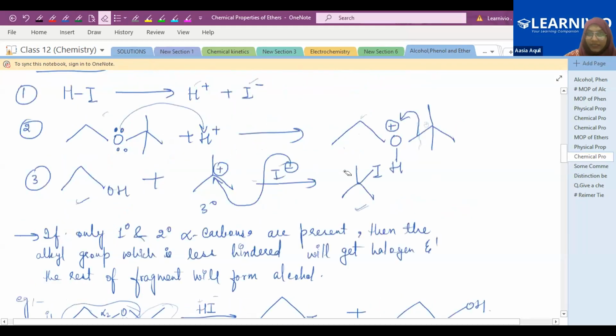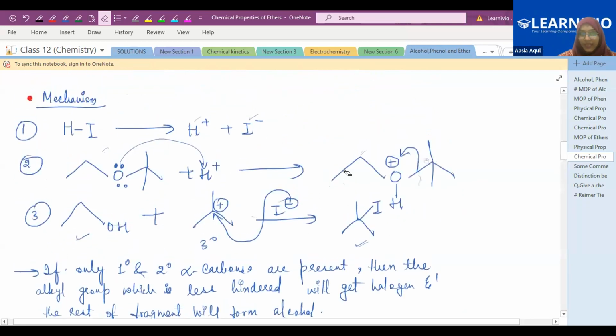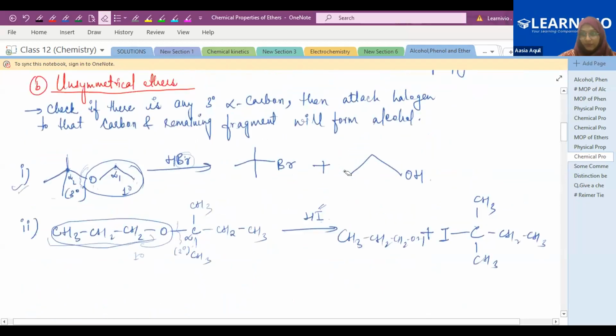Yeah, the tertiary one, that is another trick. Whenever there is a tertiary, first you have to check if there is an unsymmetrical type of alkene. So first step, always check for the tertiary alpha carbon. If the tertiary alpha carbon is present, then you have to attach the halogen to the tertiary one, right? So you will prepare this one. Halogen you attached to it, right?